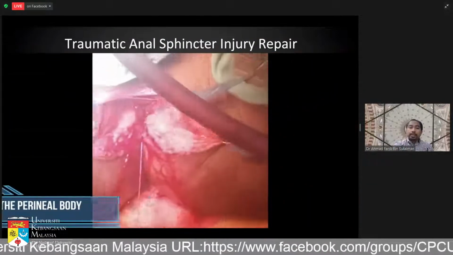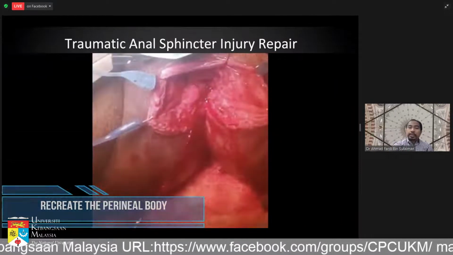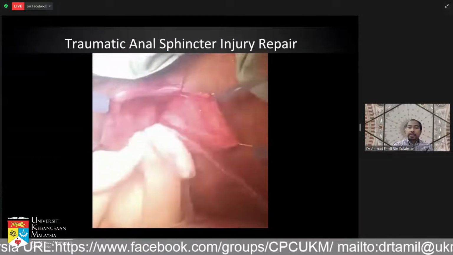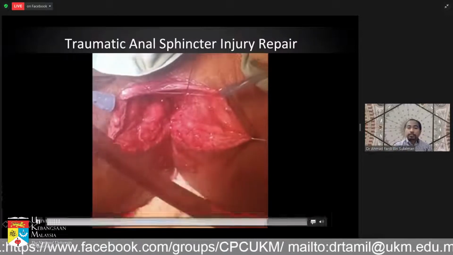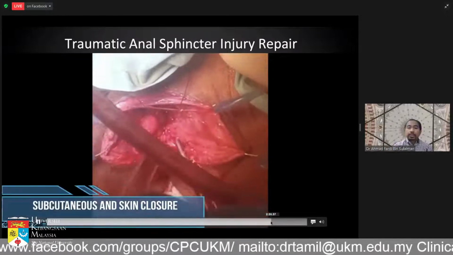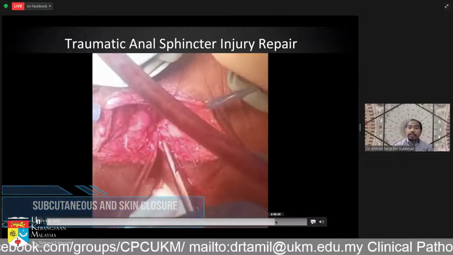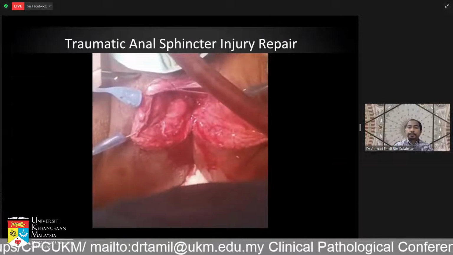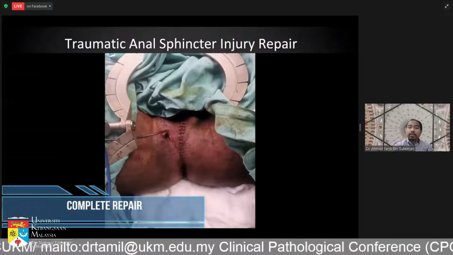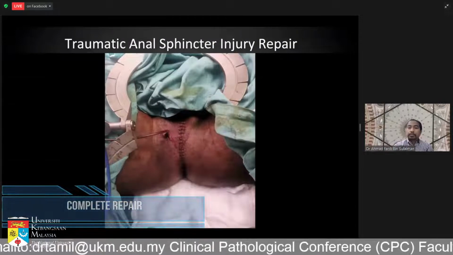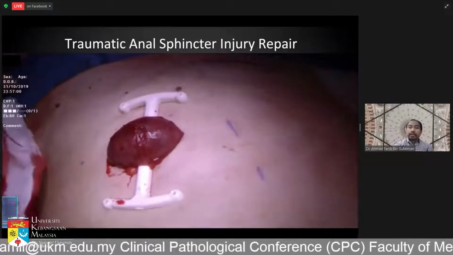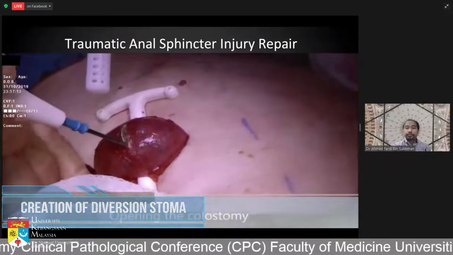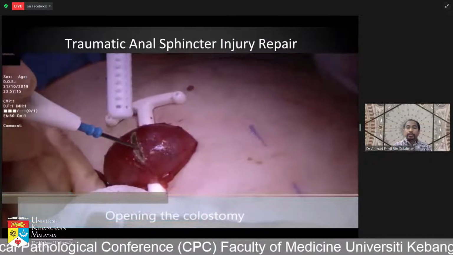Okay, and next I need to recreate the perineal body just to have a good outcome for the patient. And following that, the subcutaneous and skin closure of the perineal injury. Okay, this is a complete repair for this patient and creation of a diversion stoma. And this is the opening of the colostomy.